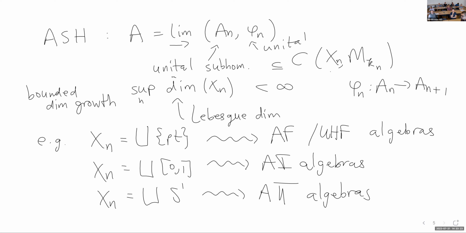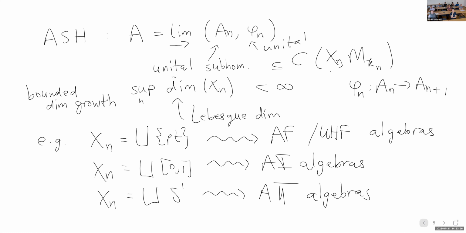These are what are called dimension drop algebras. These are examples where we do have a change in the dimension of irreducible representations. Here the Xn are finite unions. Only finite. It's C, not C0 anymore.